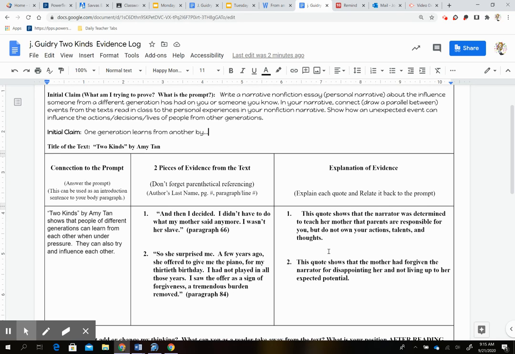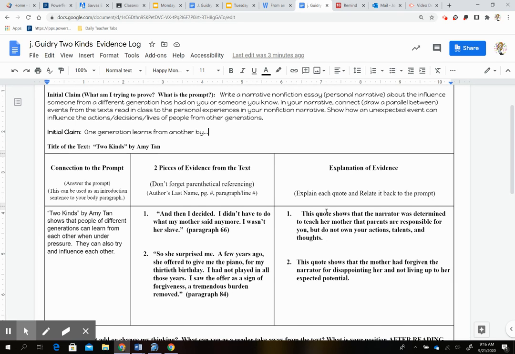And then the second piece of evidence that we have is this one. "So she surprised me. A few years ago, she offered to give me the piano for my 30th birthday. I had not played in all those years. I saw the offer as a sign of forgiveness, a tremendous burden removed." And that's paragraph 84. And we thought that was important because this quote shows that the mother had forgiven the narrator for disappointing her and not living up to her expected potential.